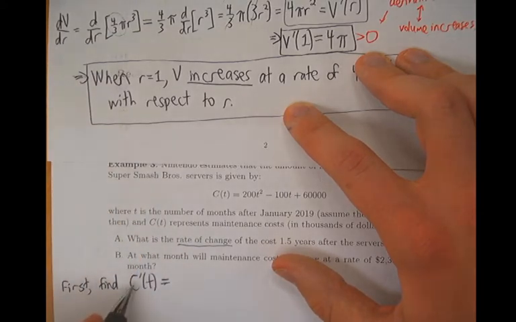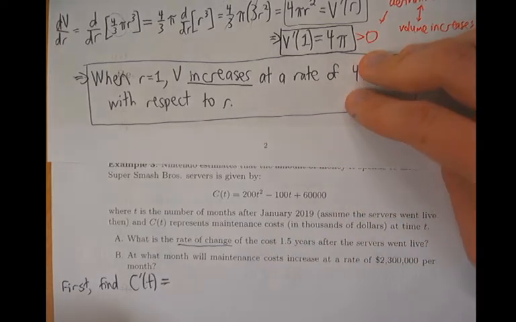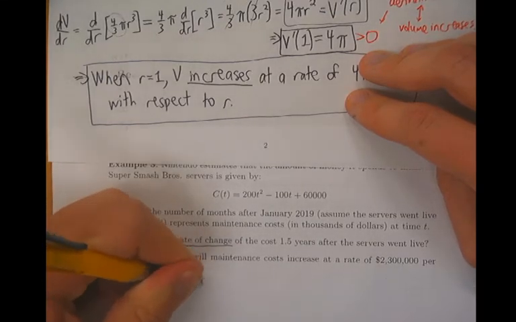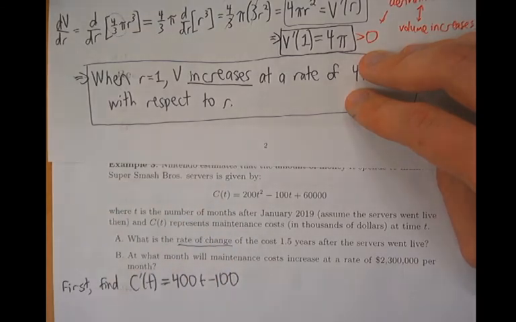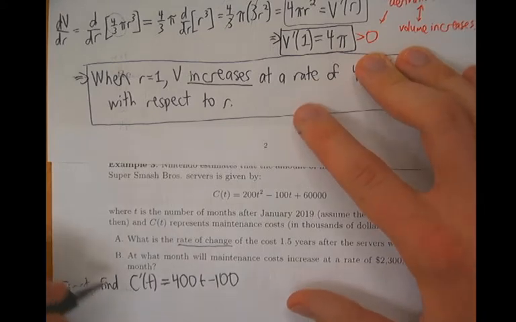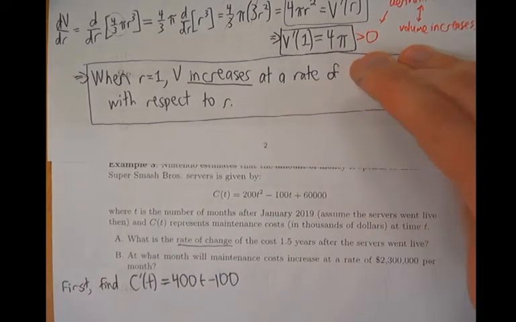So if we take the derivative of our cost with respect to the only variable we have, t, what should we end up with as our derivative here? Yep, just 400t minus 100. Just a quick little application of the power rule. Okay. So that'll give us the rate of change at any time t.